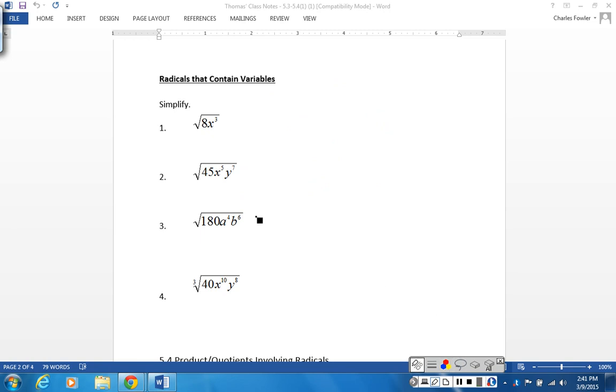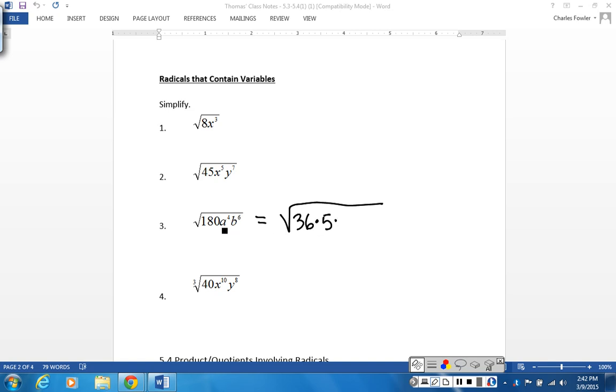We have 180. How can we break 180 up? Now I know there are some perfect squares in 180. I know that 9 can go in 180, but if I divide 9 into 180, I think I would have 20 left over, and 4 is in 20. So it looks like 36 is the perfect square, because 36 times 5 is 180. And then for a to the 4th, let me just show you this.